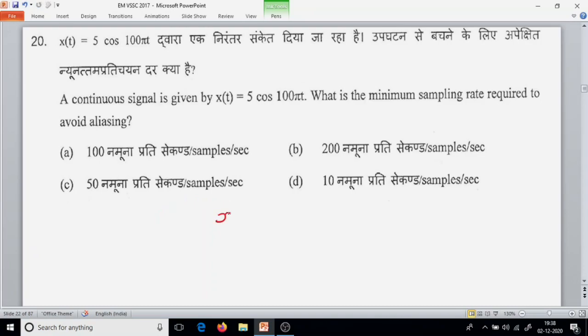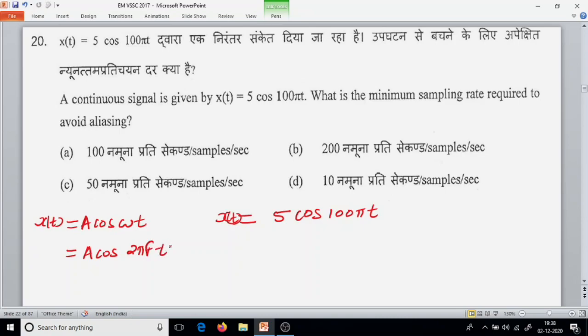One continuous signal is given. How do I say it is continuous? Because x of t is a continuous time signal, 5 cos 100 pi t. What is the normal equation for a continuous time signal? We have to compare it. That is A cos omega t, which equals, this is the general equation, A cos 2 pi f t. Now we will compare these two.